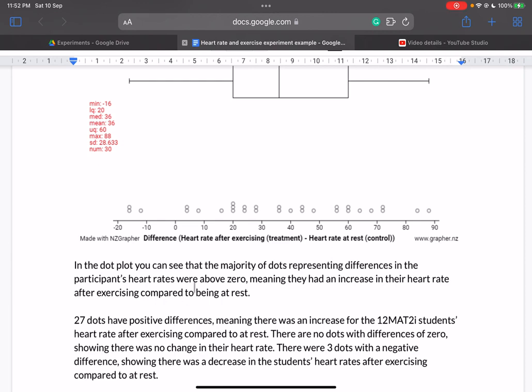So here you've got your point in explanation. The majority of dots are positive, so the majority had an increase in their heart rate. 27 were positive, showing the increase. There were none with zero, which would show that there was no change, and there were 3 dots with a negative difference, showing that there was a decrease in those students' heart rates. So that's the example of how to analyse your dot plot.